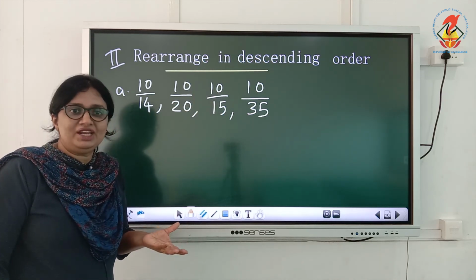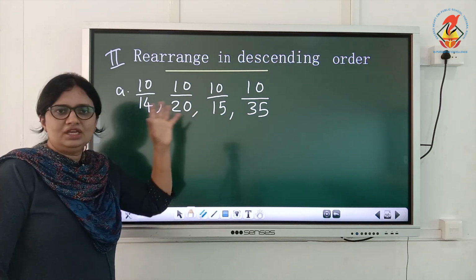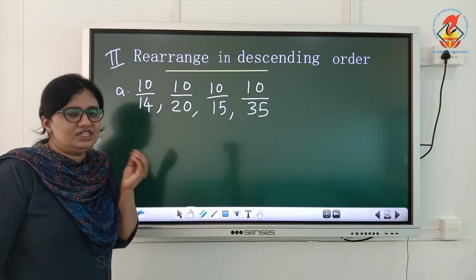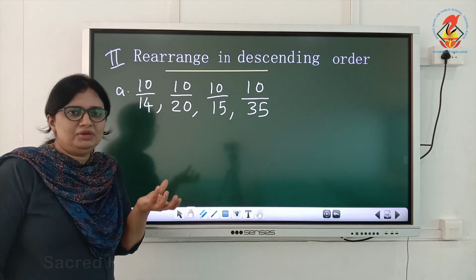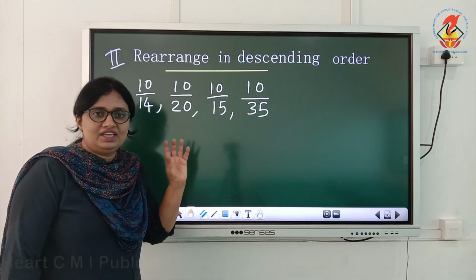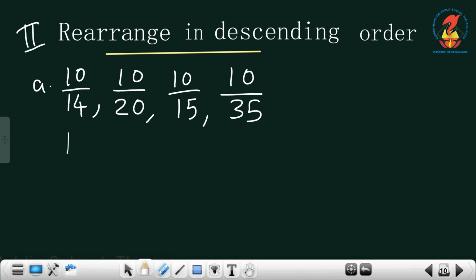Here all the numerators are same. What we want to do? We need to compare only denominators. The denominator with the greater value is the smaller fraction. The denominator with the smaller value is the greatest fraction. Okay. So, how can we arrange in descending order? Descending order means from bigger to smaller.